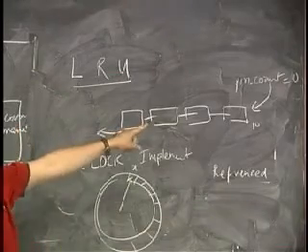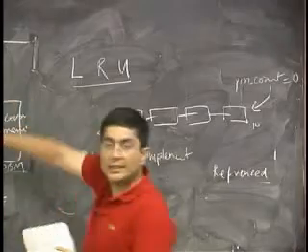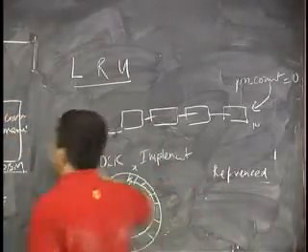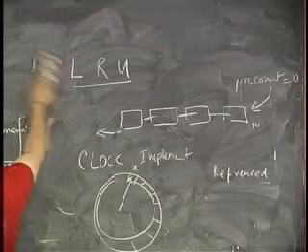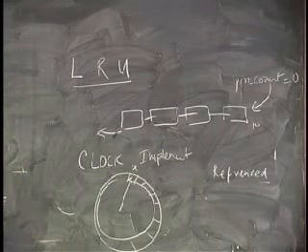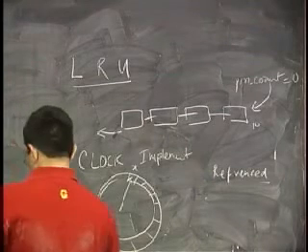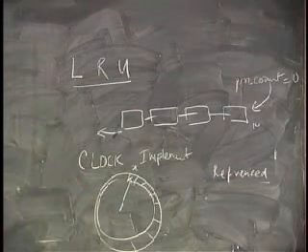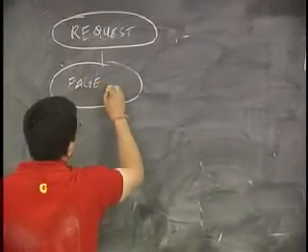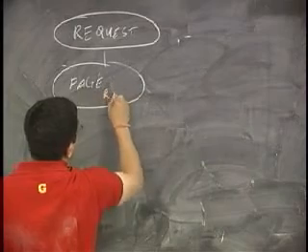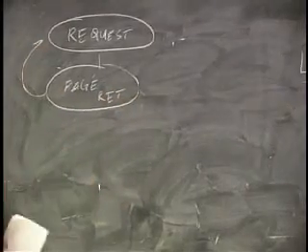If the pin count is 0, so first, actually I should draw this. Can I erase this part? Because I think this is an important concept. We'll summarize the... So I'll draw this. Page retrieved, then we go back and finish it.